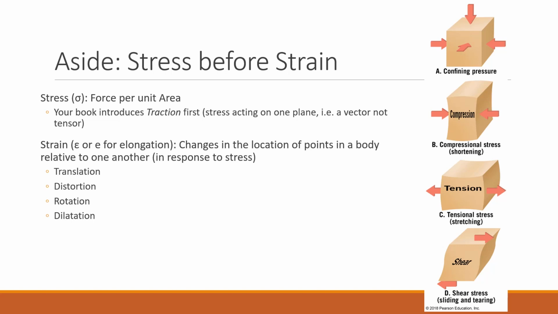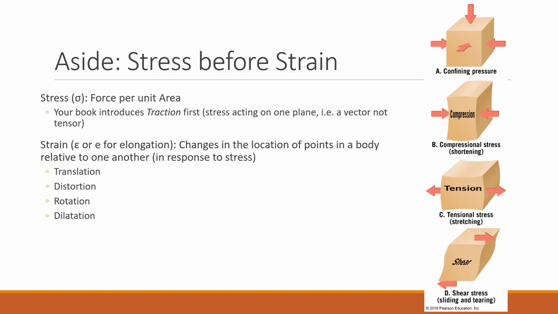Strain is going to be the changes in the location of points in a body relative to one another in response to stress. So strain is the rock changing due to stress, due to that pressure. So strain can be thought of as being translation, distortion, rotation, and dilatation, and I will explain each of those in a moment.